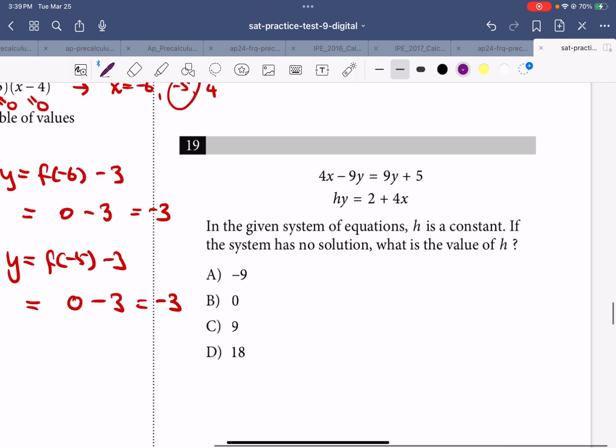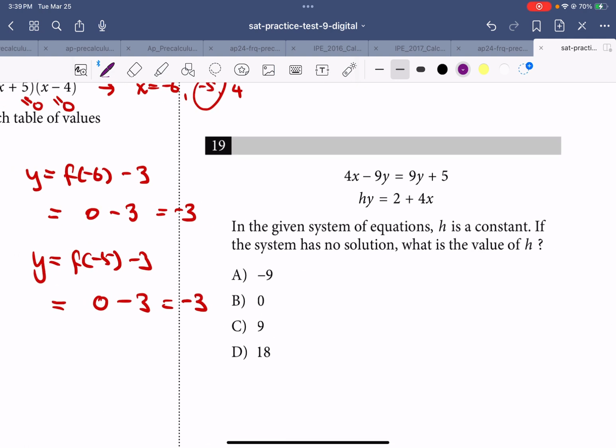Number 19, you have a system of equations here, and h is a constant, and the system has no solution. If you have a two-equation linear system like that and the system has no solution, then the two lines are parallel, right? So the way you do it, I'm going to isolate the constant on the first equation. To do that, you subtract 9y from both sides, right? So then you get 4x minus 18y equals 5.